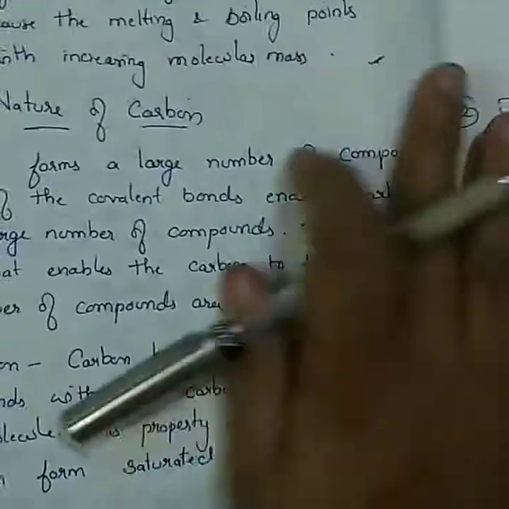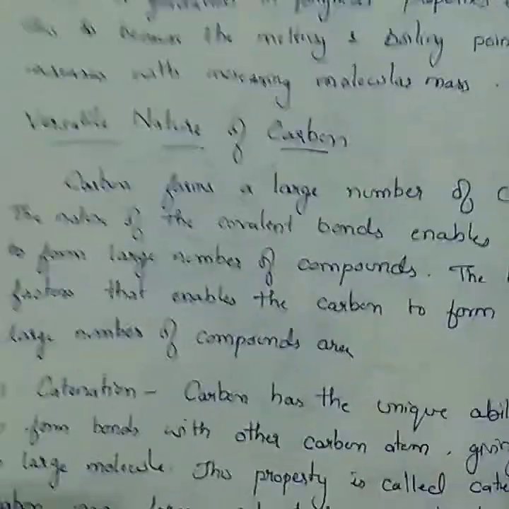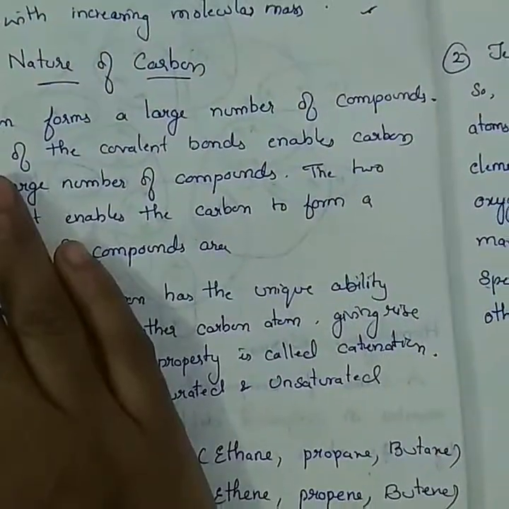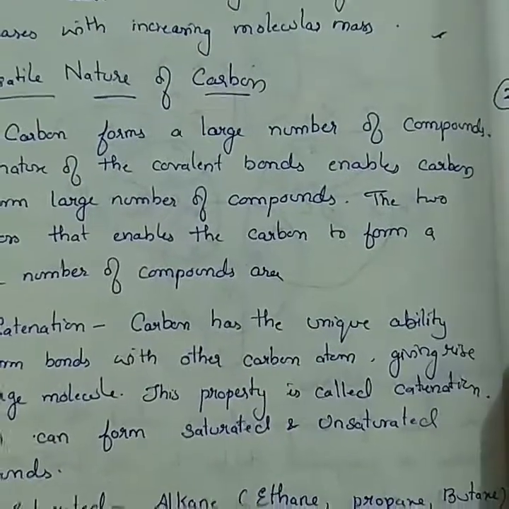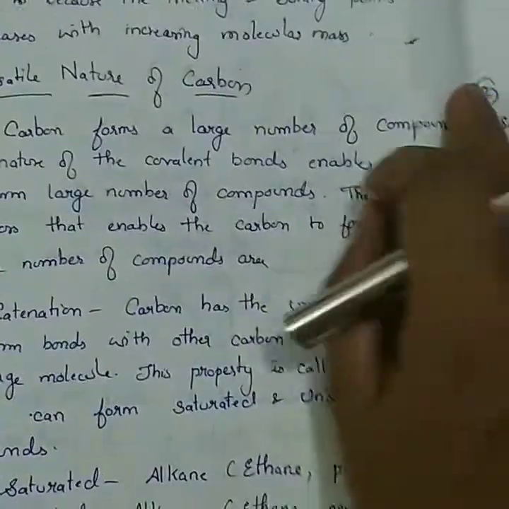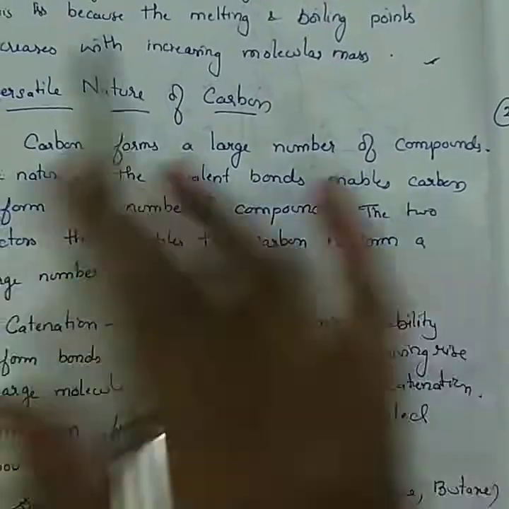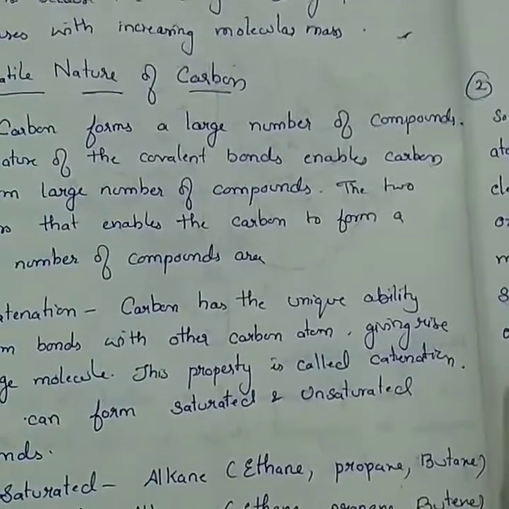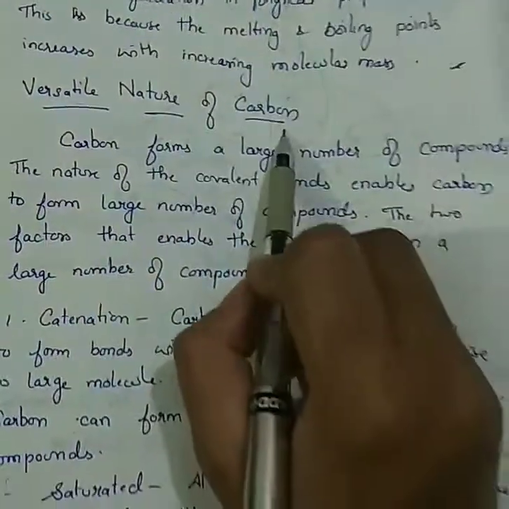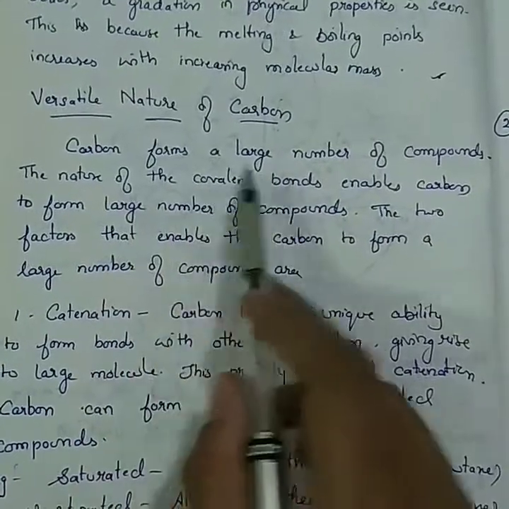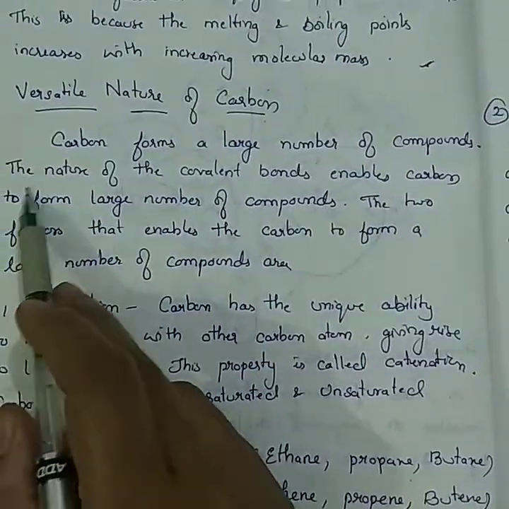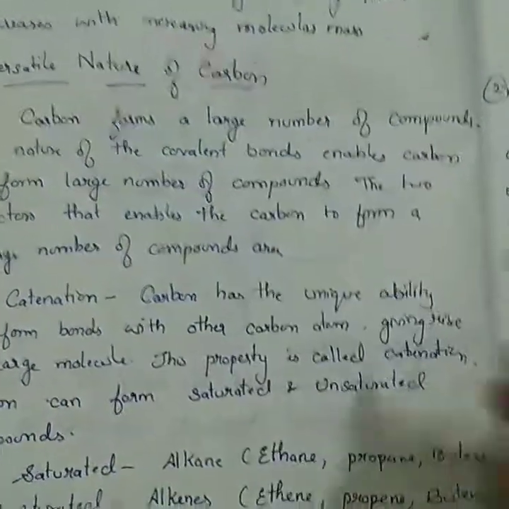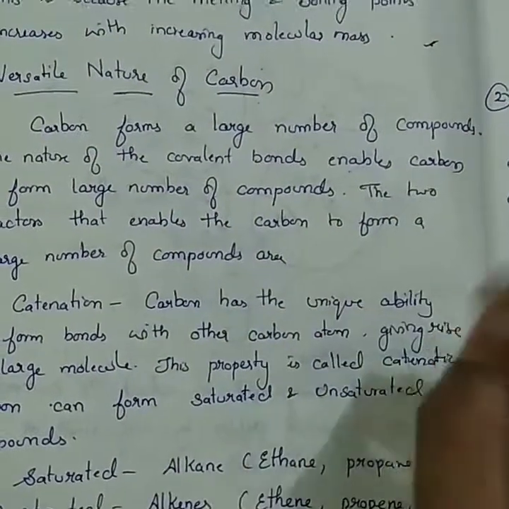We know that carbon forms a large number of compounds. In the first lecture I discussed that carbon forms a large number of compounds. So why can carbon form this many compounds? What property enables the carbon to form this number of compounds? That is due to the versatile nature of carbon. The nature of the covalent bond enables the carbon to form a large number of compounds. So due to the presence of the covalent bond, it can form this many compounds.